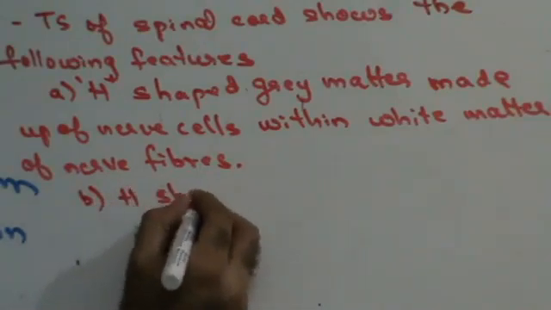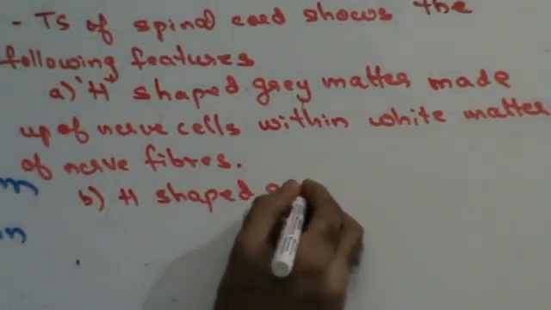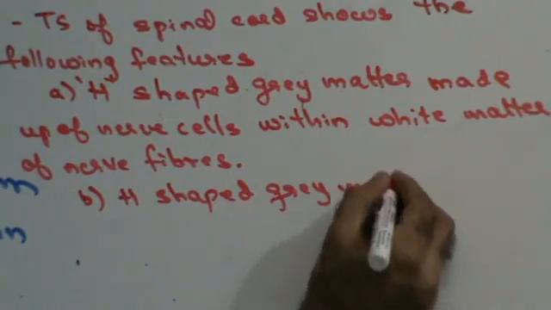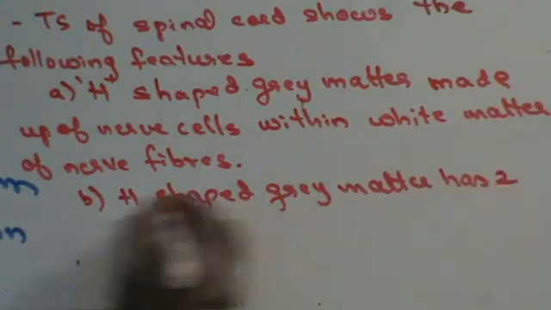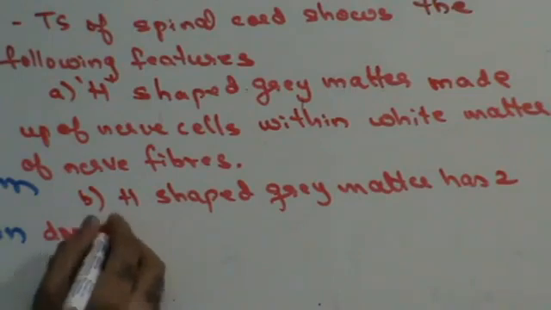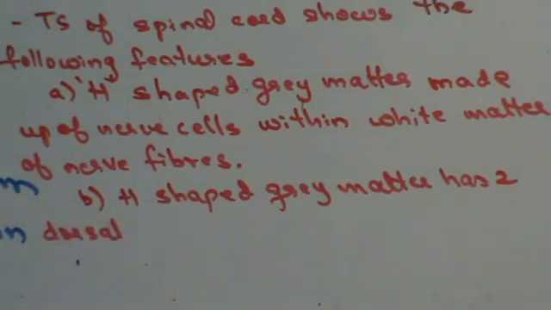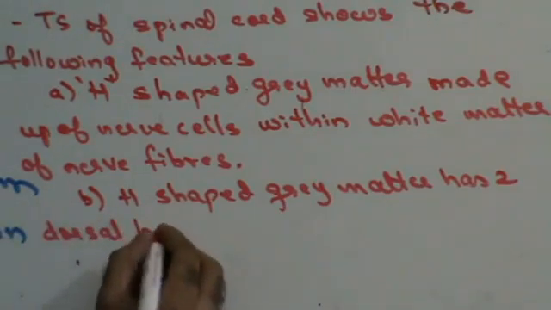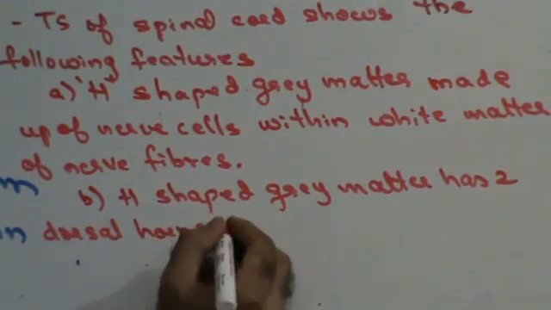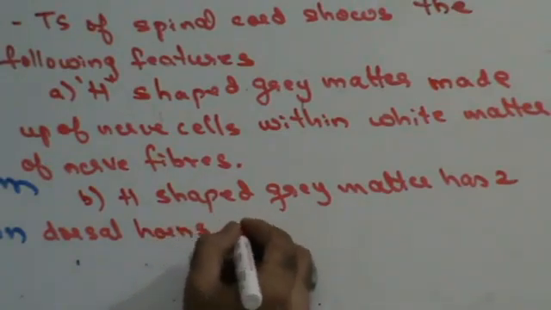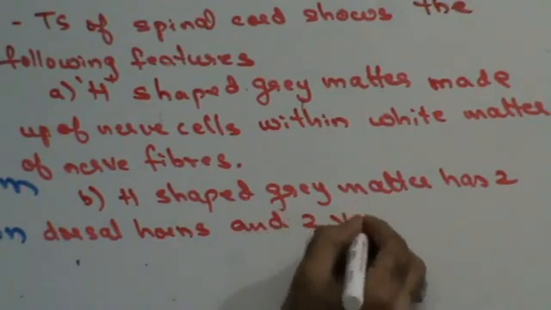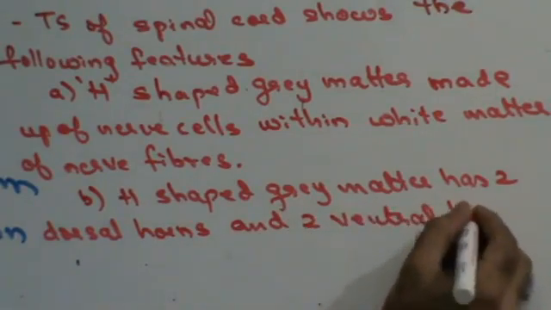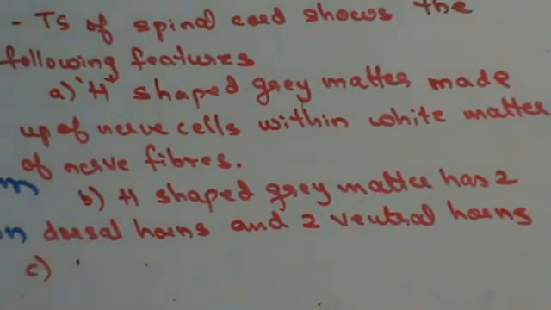Next, the H-shaped grey matter has 2 dorsal horns, which are also called posterior horns, and 2 ventral horns. Right? A central canal passes through the center of the grey matter.